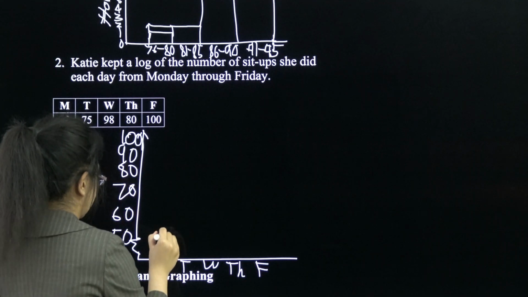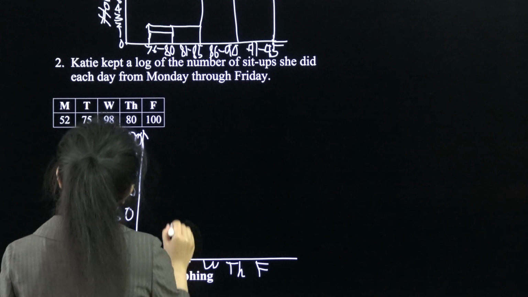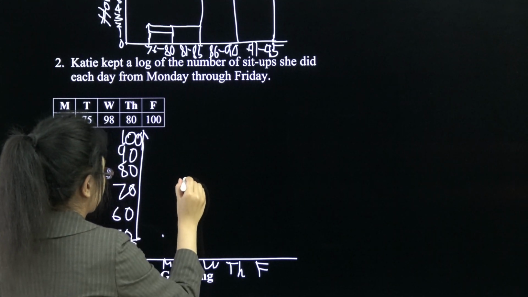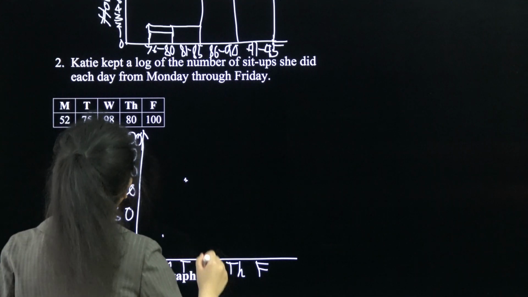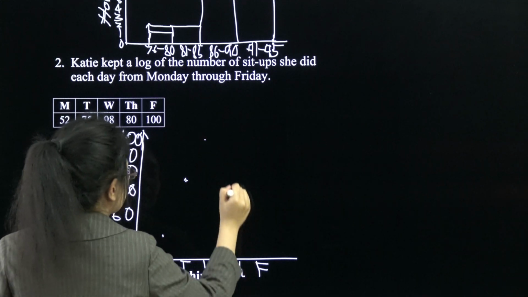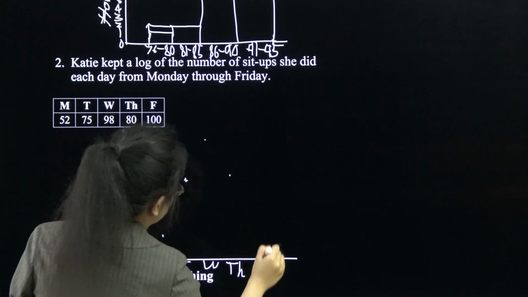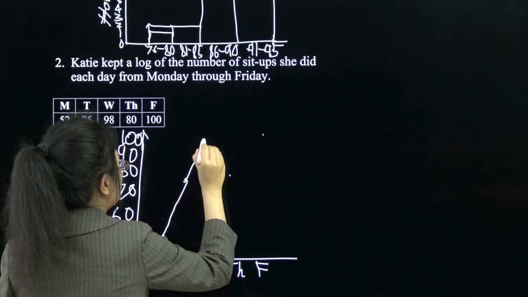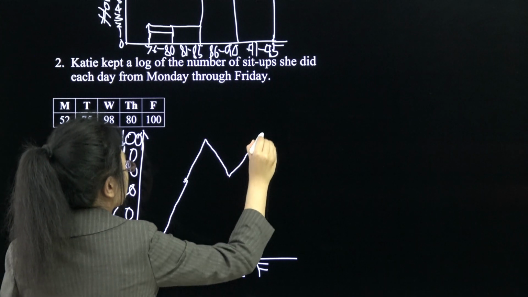So Monday she had 52, which is around here. Tuesday, 75. I recommend you actually get grid paper for this because that's, well, more accurate. Wednesday, 98. Thursday, 80. Friday, 100. So it would look something like this.